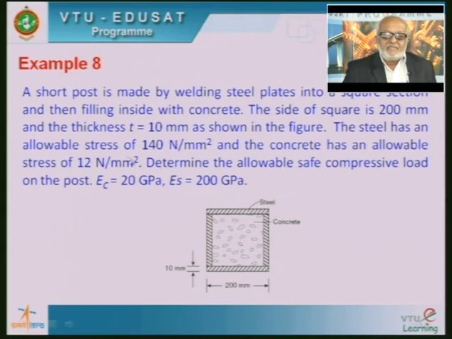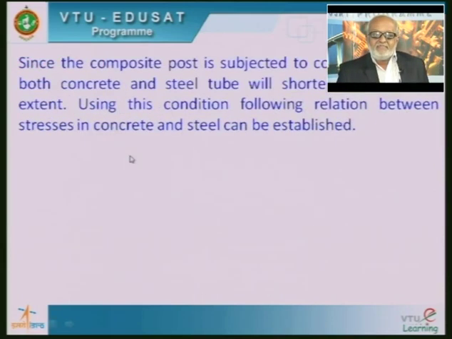Now, the problem is framed in such a way that you have to determine the allowable safe compressive load that this post can carry, such that the stress in steel is not more than 140 Newton per mm squared and the stress in concrete is not more than 12 Newton per mm squared. So, we will try to solve this problem using some logic.